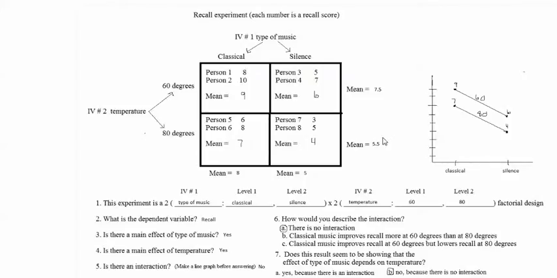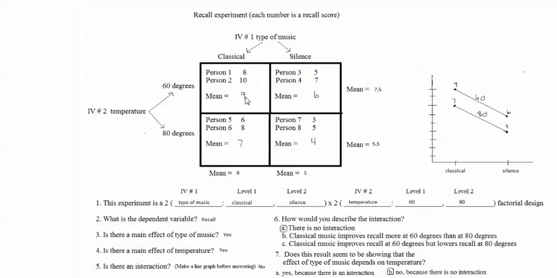Let's go through the factorial designs worksheets. This experiment had two independent variables, type of music and temperature. Those were IV1 and IV2. The two levels of type of music were classical and silence. The two levels of temperature were 60 and 80 over here. The dependent variable was recall because each of these 8 numbers that I'm recording in here was a recall score.